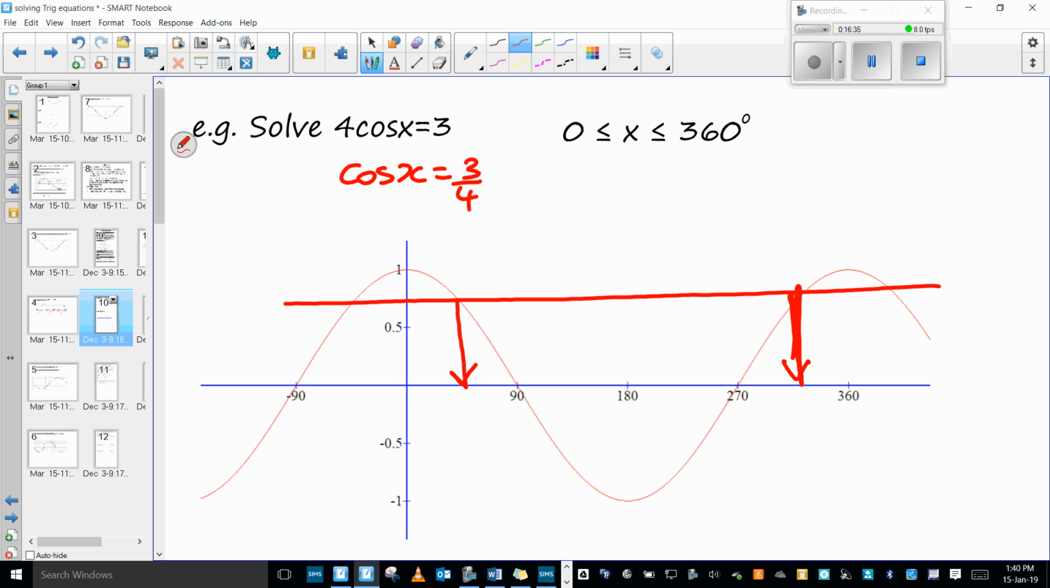We put it in the calculator. Okay, nice. So we find x by doing what? x is cos⁻¹ of 3/4. You must be in radians. Oh wait, I didn't do cos. 41.4. 41.4 is the answer. So this value here is 41.4. How do I find my other solution?